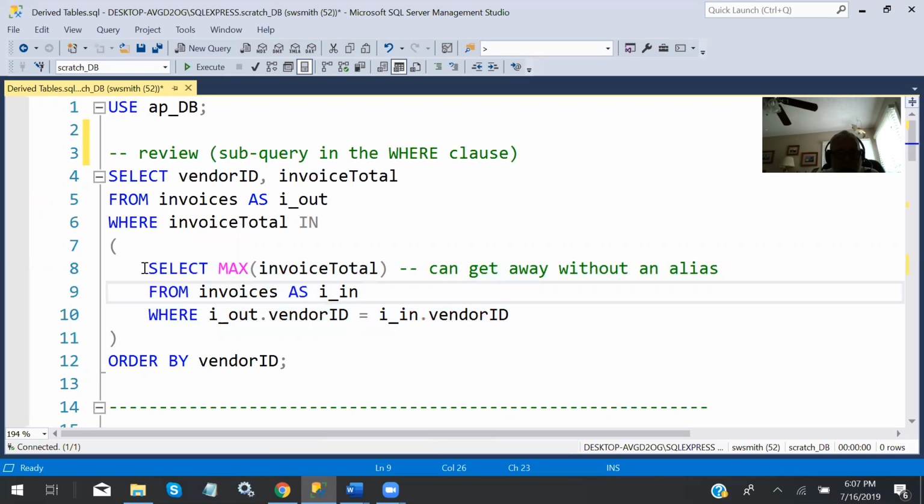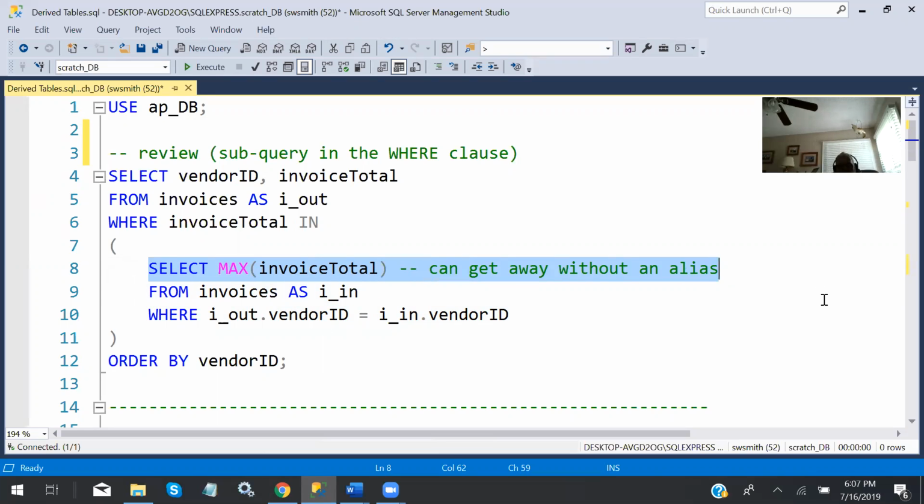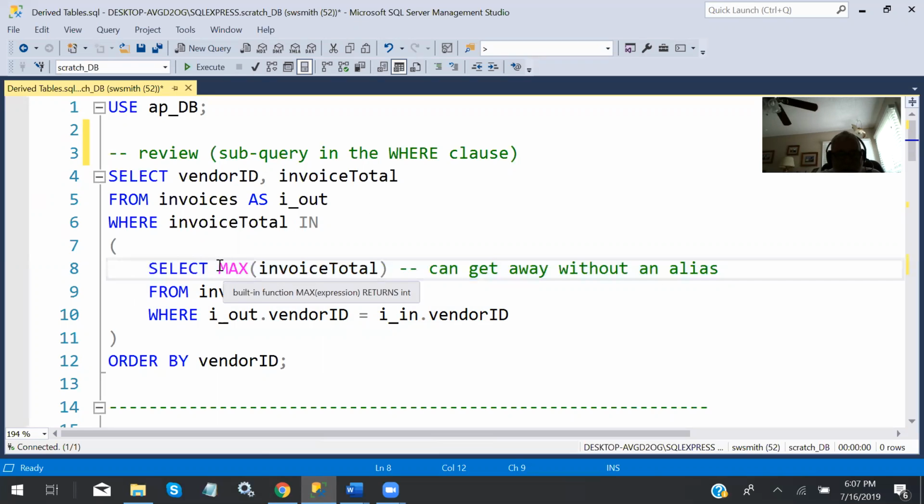Now here in this particular one, I can get away without an alias. If you want to alias it, that's your business. It really doesn't matter. You don't have to put an alias on this one. Normally, when we have a derived field like this or an aggregated field, we would give it a name as X or whatever. But we don't have to here. It's okay if you don't.